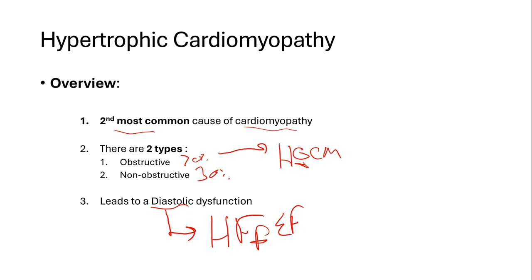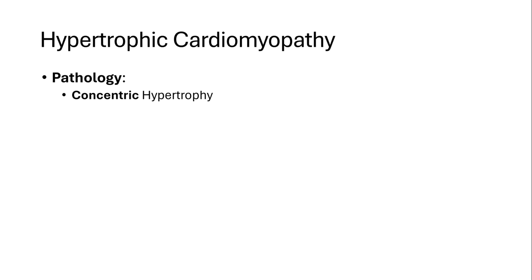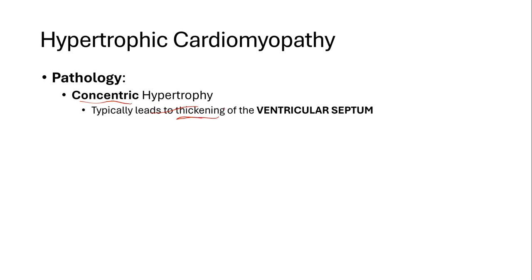Well, let's first discuss the pathology that is hypertrophic cardiomyopathy. This is due to something known as concentric hypertrophy, and we'll go over what this is exactly in a second. This typically leads to thickening of the ventricular septum. Remember, the ventricular septum is the area that separates the left ventricle from the right ventricle. What is occurring in concentric hypertrophy is that the sarcomeres are being added in parallel. Now, what exactly does that mean?